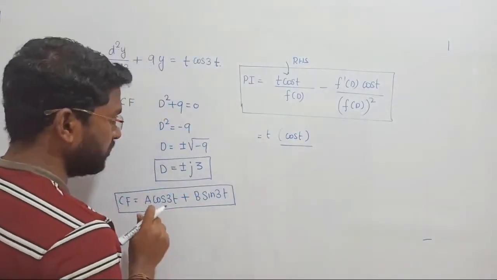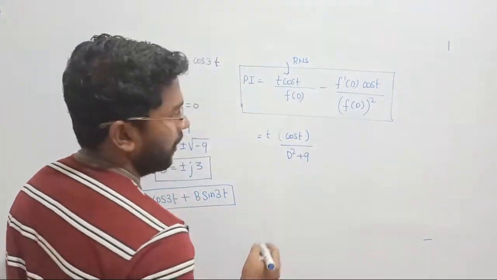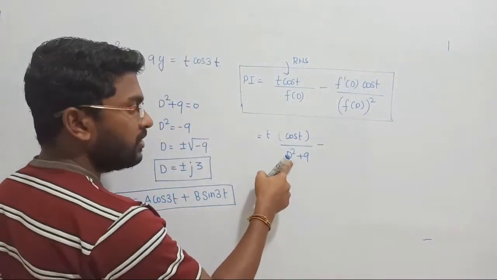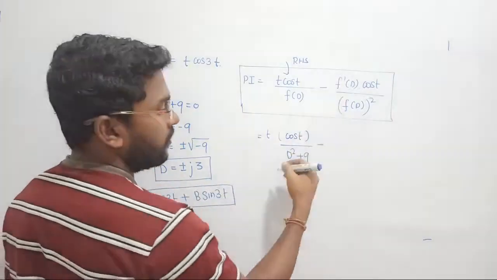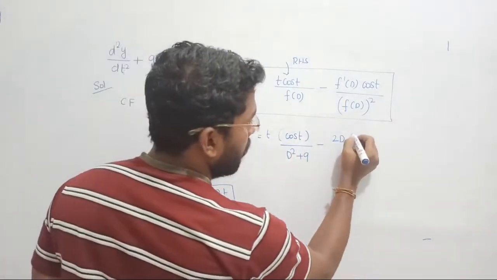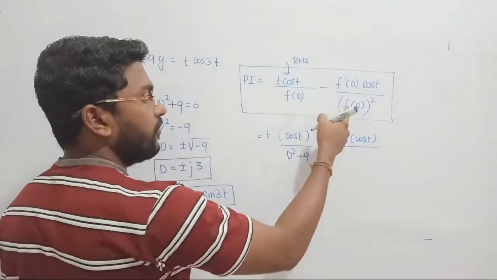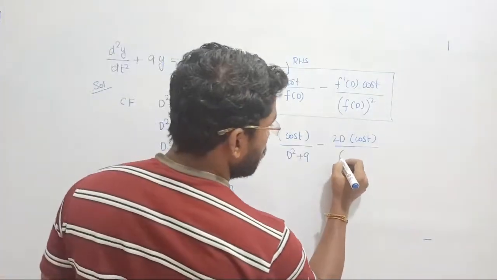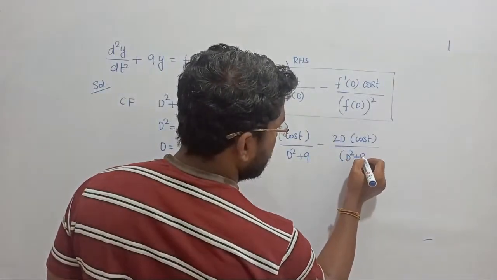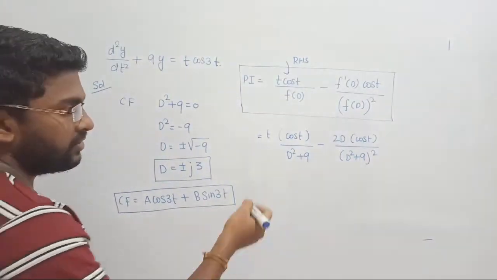In the sense, the characteristic equation of our system, that is d square plus 9, is f of d. f dash of d, in the sense one time differentiation, will become 2 times d into cos t. If you go to the denominator, that is f of d whole square, in the sense d square plus 9 whole square. Clear? That is going to be the answer for this one.